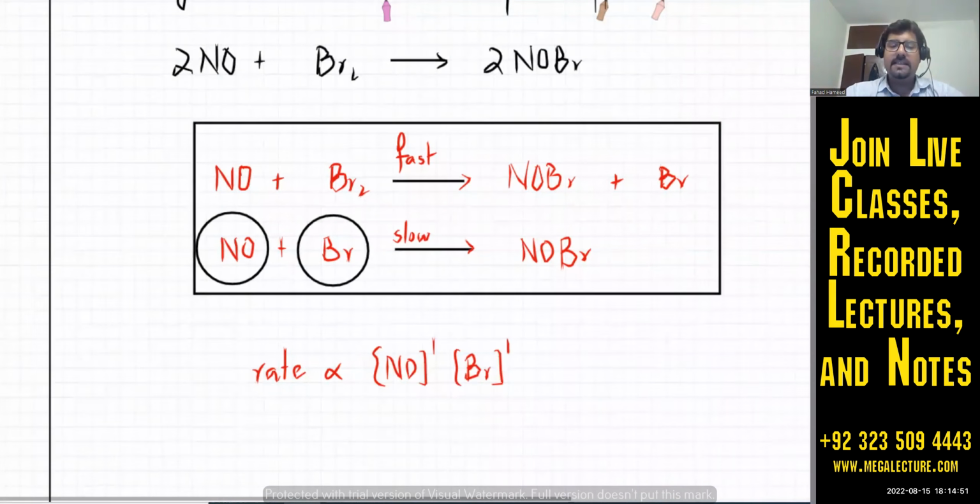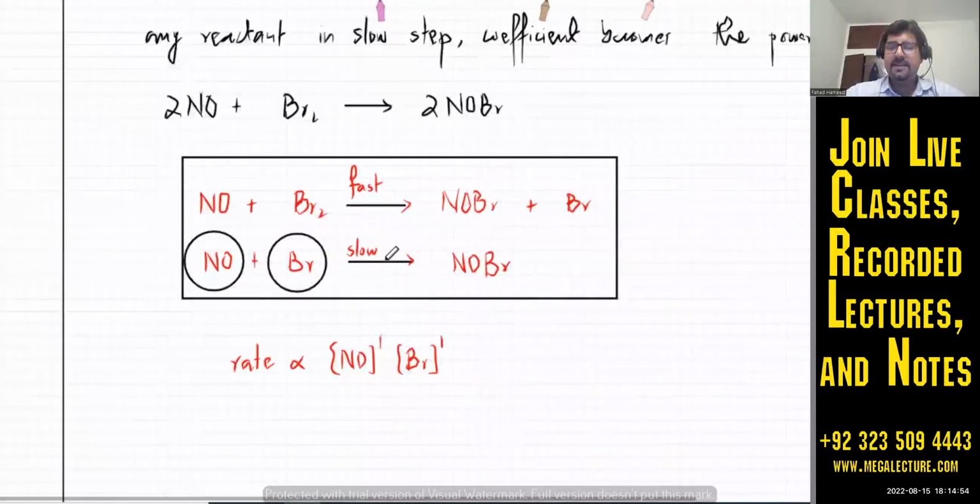Is this clear up to this point, that this is the rate dependent step and the rate depends on these two concentrations? Is this part clear? Omar, Shian, Anna, Jana, is this clear?